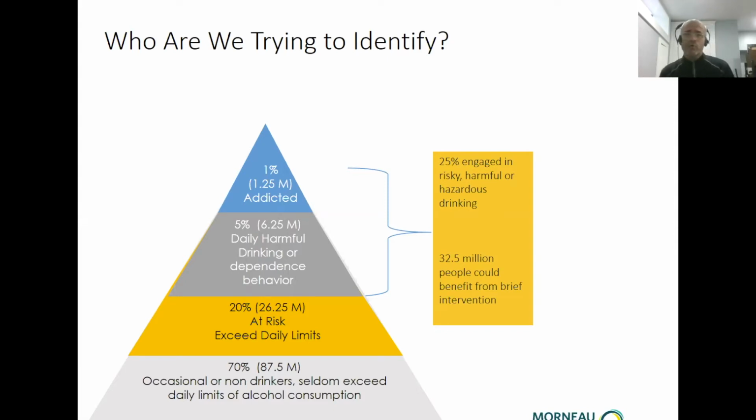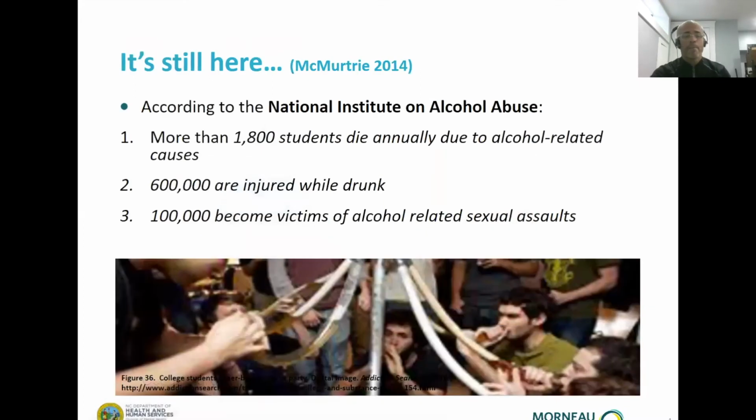I think it overlaps in a way with the prevention efforts of our field. The bottom portion, that 70% who are occasional or non-drinkers who seldom exceed daily limits of alcohol consumption, I still think through the SBIRT process they can benefit from just the education that we can provide, which is part of it.